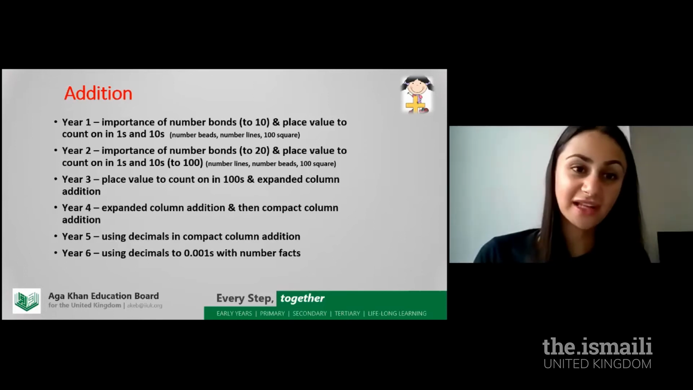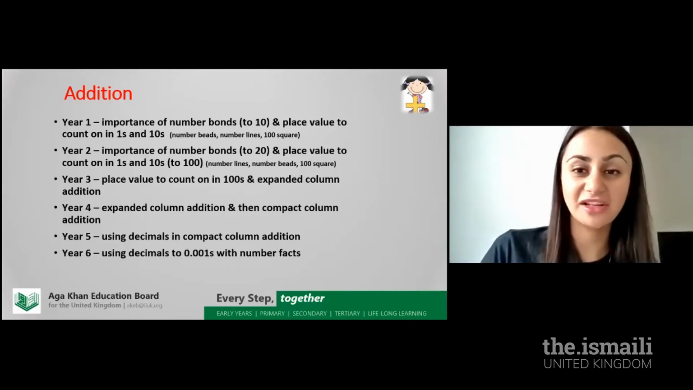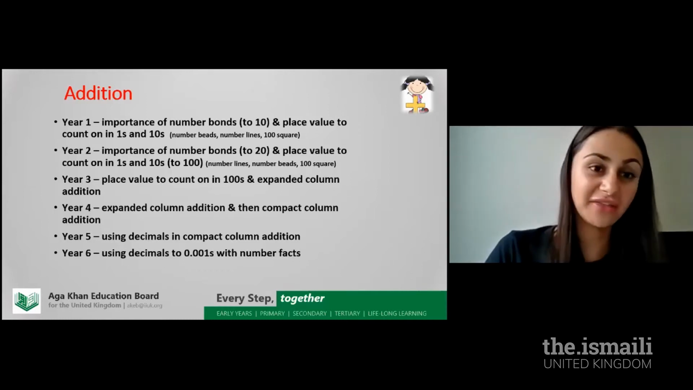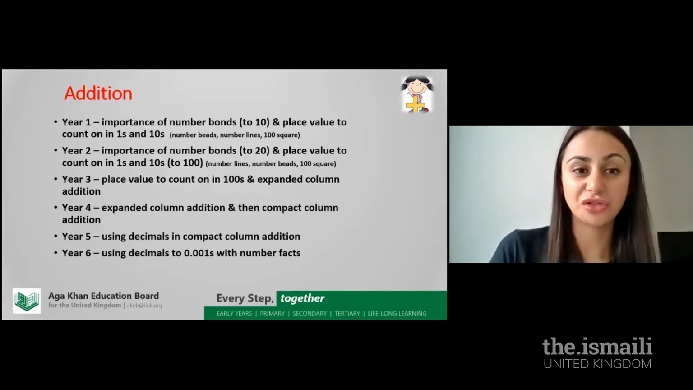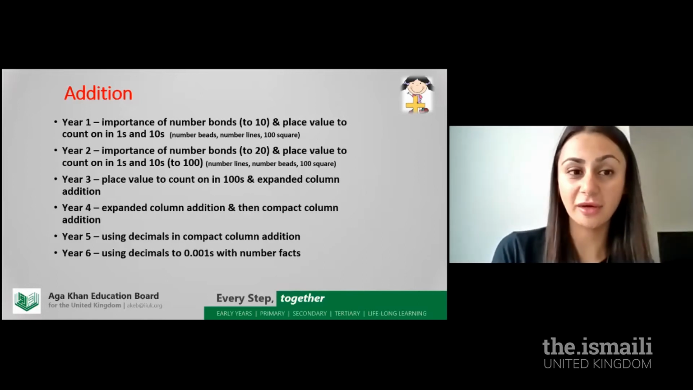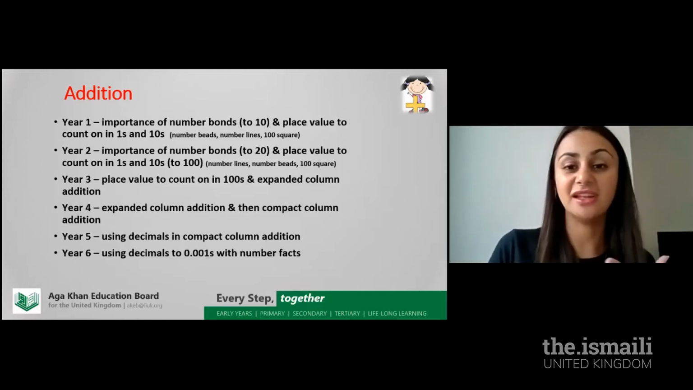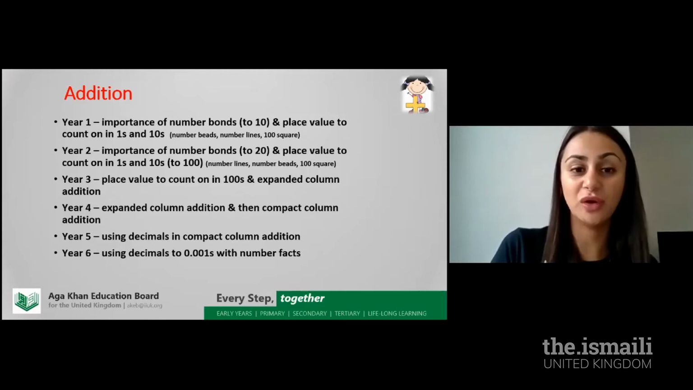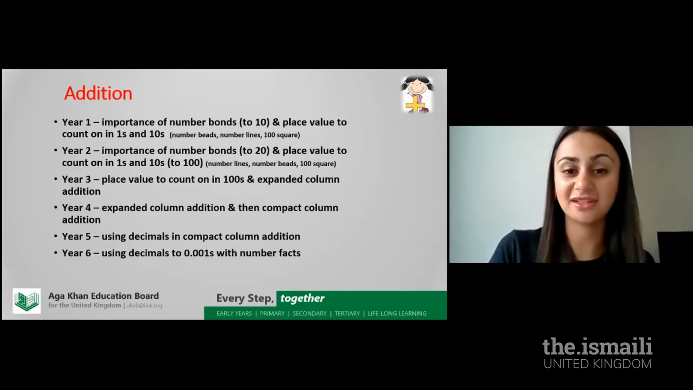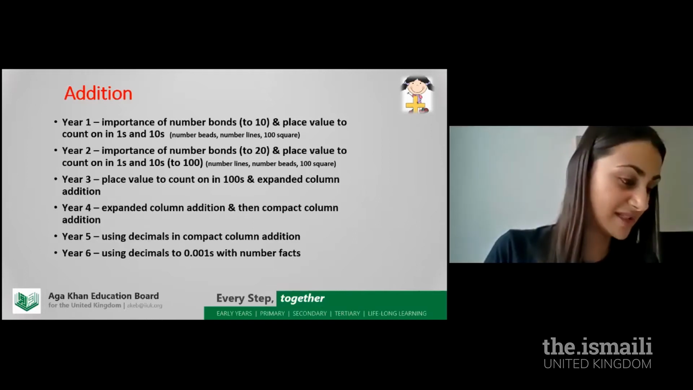It's also important that children develop an understanding of the relationship between place value and addition, and that's what is built upon within the primary curriculum, as you can see. So for example, in year 1, the children are understanding the importance of number bonds and their place value of 1s and 10s, and then that is built upon. So then in year 2, we're looking at number bonds to 20 and then the place value to 1s, 10s and 100s, and once they've mastered this, they're then looking at the place value to thousands and beyond as well.